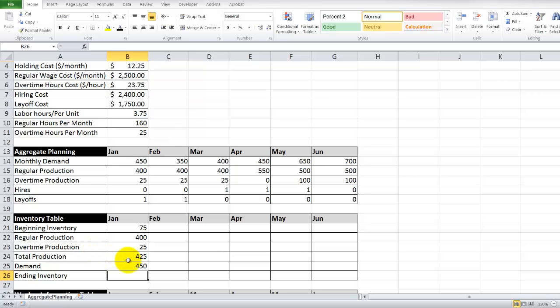For example, my ending inventory will be equal to the number of units that I have at the start of the month, which is my beginning inventory, plus the total production that I'm going to receive from overtime and regular time, and then I'm going to subtract out the demand that I have. So I have 50 units remaining after I took the 25 that I needed out from the inventory.